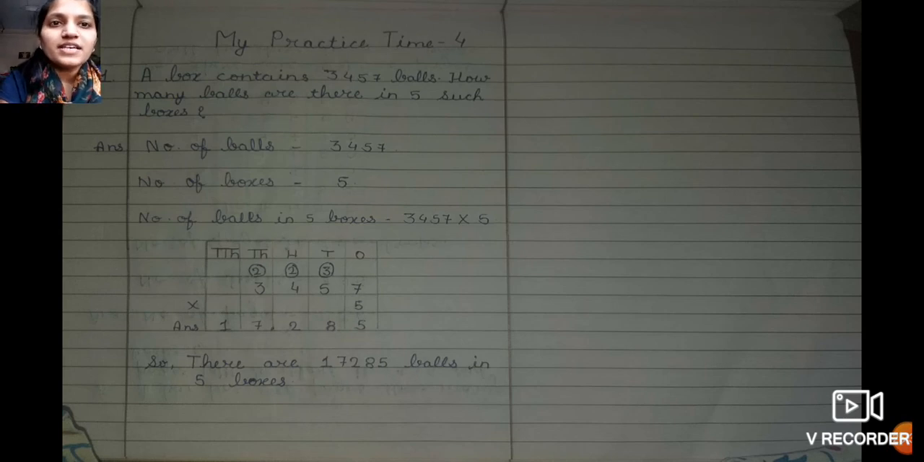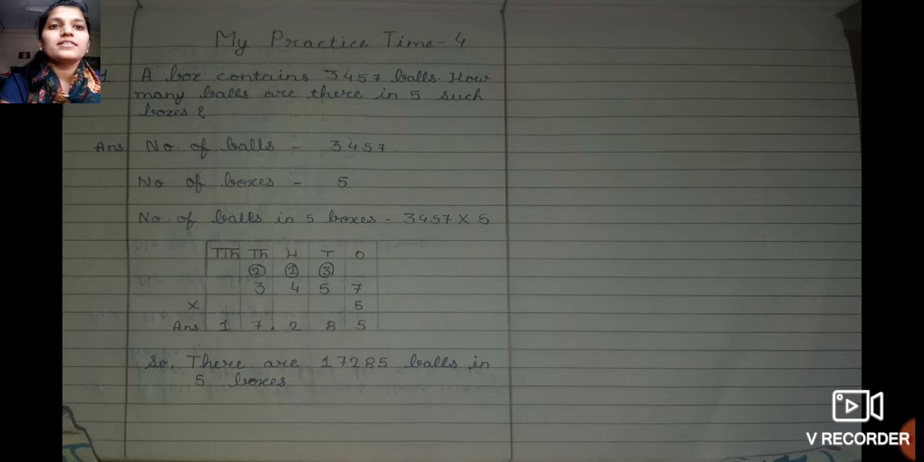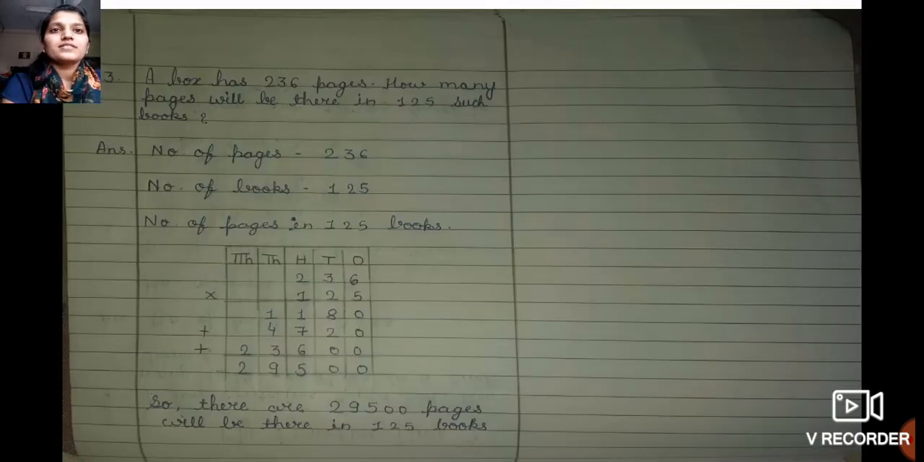So the final sentence we are going to write: there are 17,285 balls in 5 boxes. So we are going to write this answer. Let's see the next question.